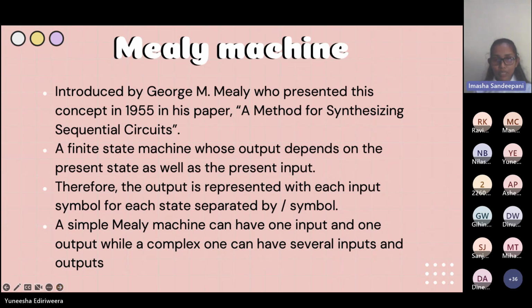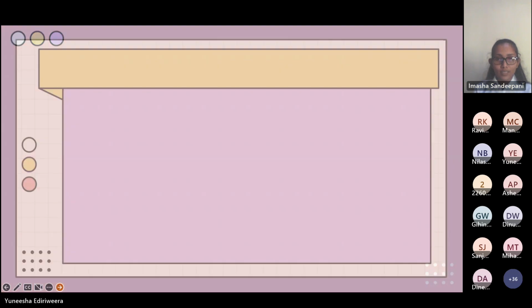First, let's talk about the Mealy machine. The Mealy machine was introduced by George H. Mealy, who presented this concept in 1955 in his paper, A Method for Synthesizing Sequential Circuits. This concept talks about a finite state machine whose output depends on the present state as well as the present input. Therefore, the output is represented with each input symbol for each state, separated by a slash symbol. A simple Mealy machine can have one input and one output, while a complex one can have several inputs and outputs. Next slide.